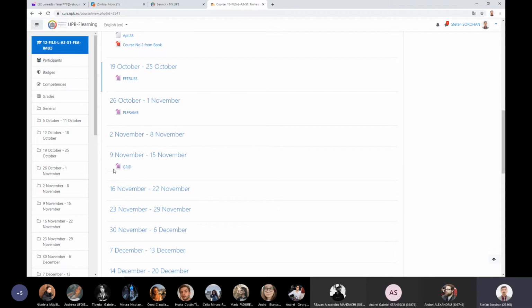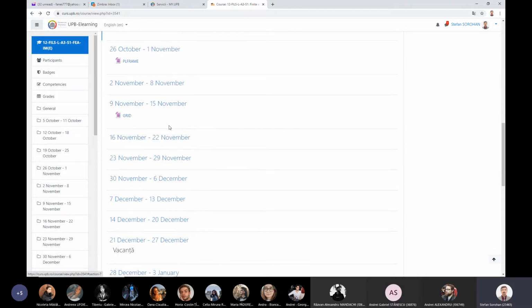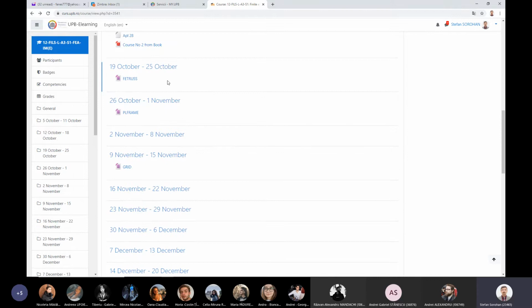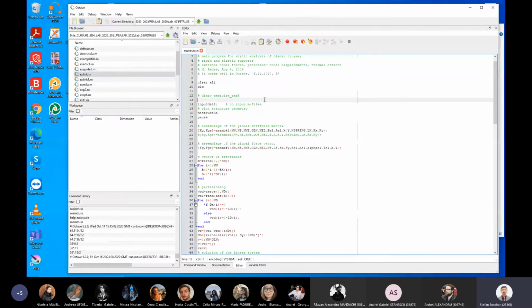Then we will discuss grid, and after that I will consider again after verification, because in this new Octave version it is possible to be some difference, and I will check the code first and after that I will load it here. So you can download and you can also try to check.